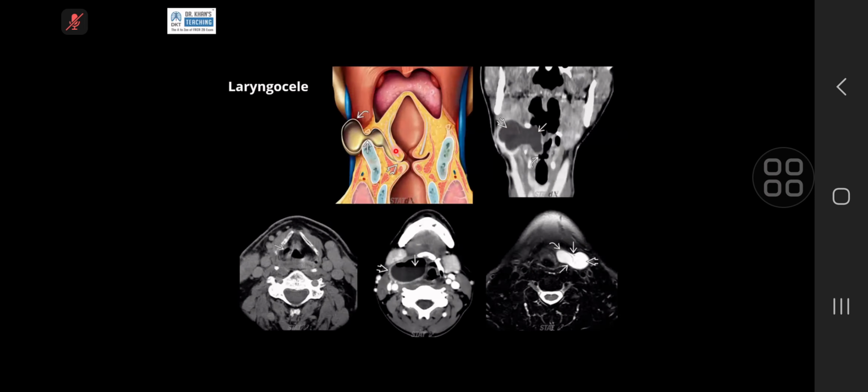So, other pictures and examples, this one is infected. You can see that there is some enhancement, but there is nothing significant. So look at this diagram. This is the ventricle and it communicates here and goes out. It can be fluid filled, which is depicted here. If it is infected, then of course, clinically speaking, we call it a pyolaryngocele.